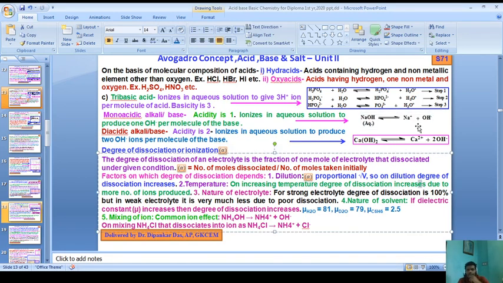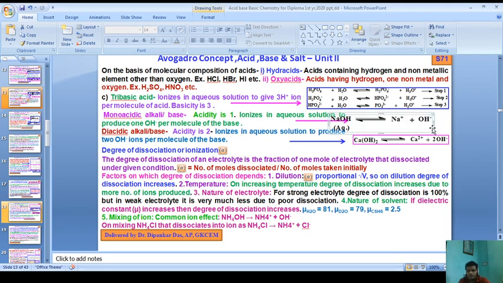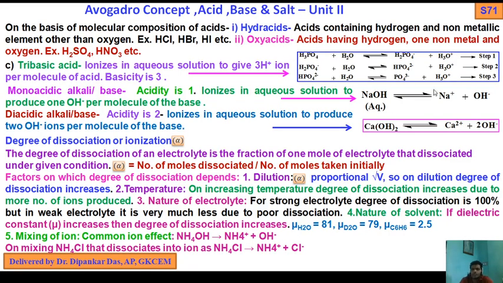Okay, so Na plus OH minus. Acidity is 1. It ionizes in aqueous solution to produce 1 OH minus per molecule of the base. Diacidic: acidity is 2. It ionizes in aqueous solution to produce 2 OH minus per molecule of the base. Calcium 2 plus plus 2 OH minus.